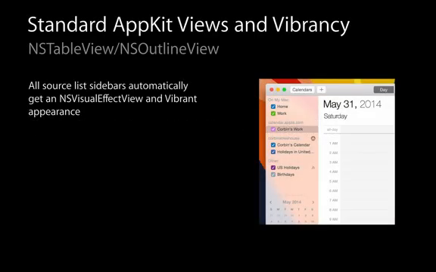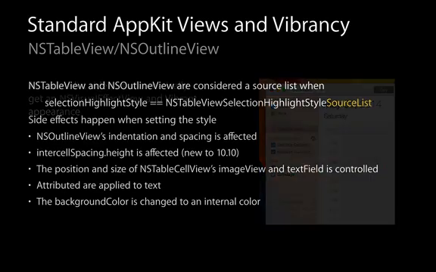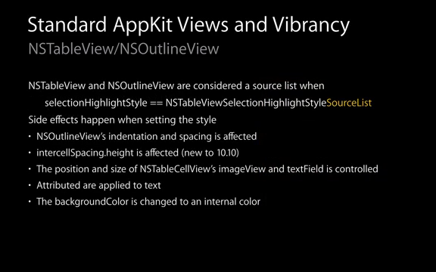Let me talk about some of our standard controls in AppKit and how they do vibrancy and things to be aware of. First of all, table view and outline view, and a table view and outline view configured as a source list is automatically opting into a vibrant appearance now. So you see that in something like the sidebar in Mail, Calendar, etc. So how does this work? And how does this work with your applications already?